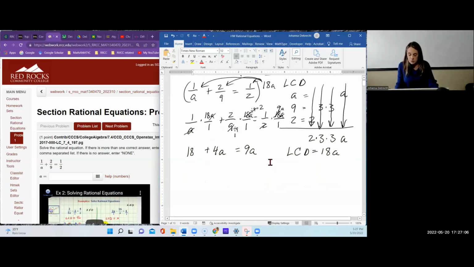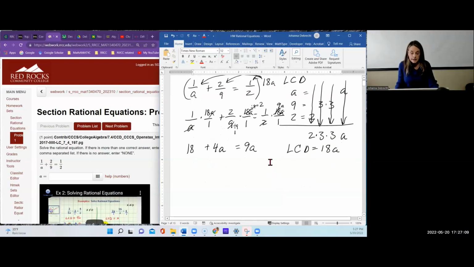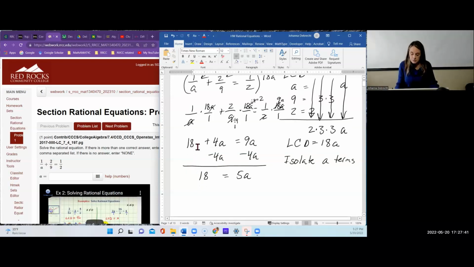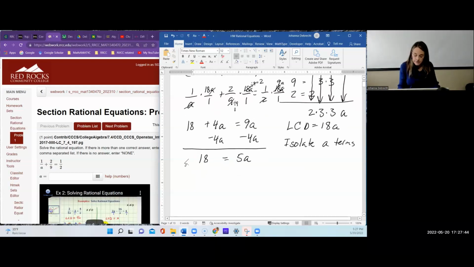The next thing I want to do, of course, is combine my like terms and get all my a's together. So I need to isolate my a terms. Again, I'm trying to find what a is that makes that rational equation true. Since I don't like negatives, I look at the two terms and I say, well, 4a is smaller than 9a, so I'm going to move the 4a. It has the added advantage that the 18 is already on the left and I don't have to move it. Then I get 18 equals 5a after I subtract 4a from 9a. Then I'm going to divide both sides by 5 so I can isolate a.